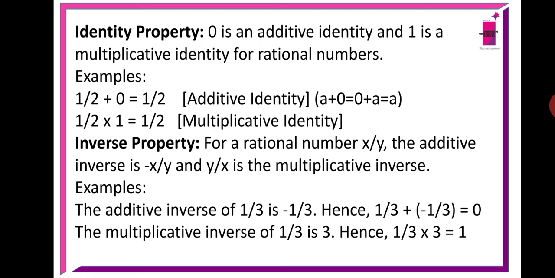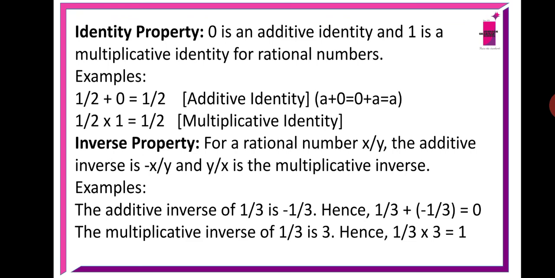Identity property. 0 is an additive identity and 1 is a multiplicative identity for rational numbers. Example, you can see 1 by 2 plus 0 equal to 1 by 2 and 1 by 2 into 1 equal to 1 by 2.